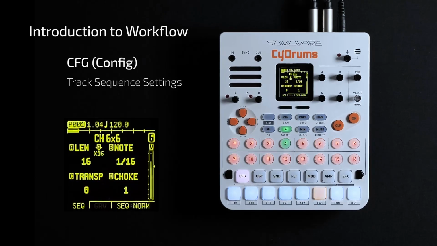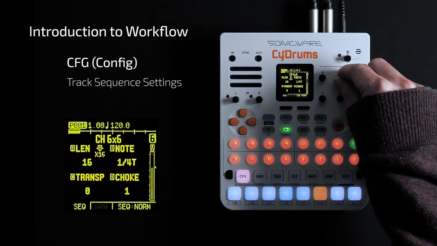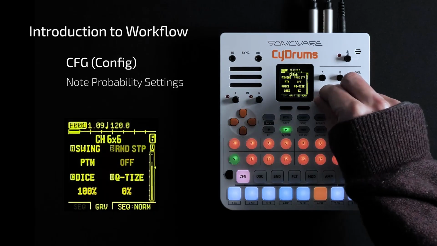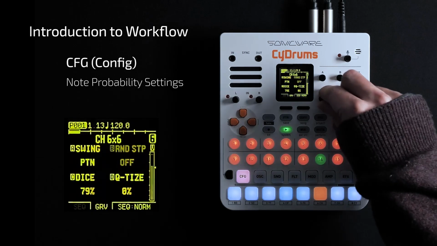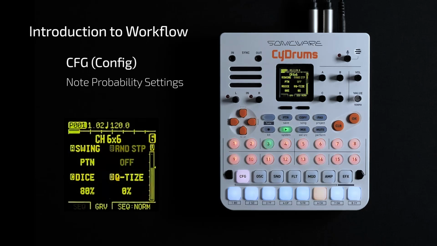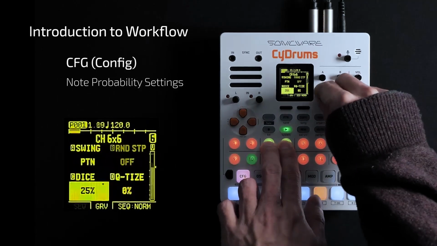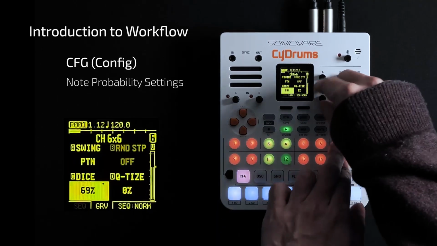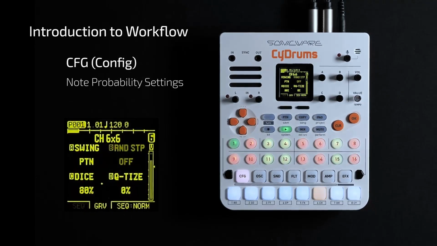In CFG, the config screen, you can set basic sequence parameters like the note length of step or number of steps in sequence for each track. The dice controls the probability of a note playing, and I'm feeling lucky. You can even set probability per step using the parameter locking direct input function. This works for almost all parameters.